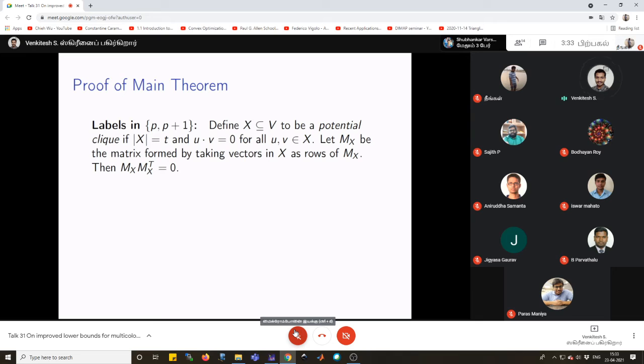Okay? The size being T condition should be clear, because finally we are concerned with avoiding cliques of size T. The dot product being 0 is specifically because now we are talking about labels which are either P or P plus 1. And if you're looking at a copy of KT that is monochromatic, where the label is either P or P plus 1, then the dot product of any pair will be equal to 0.